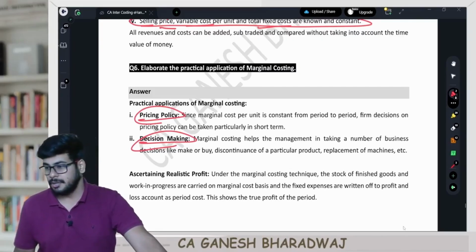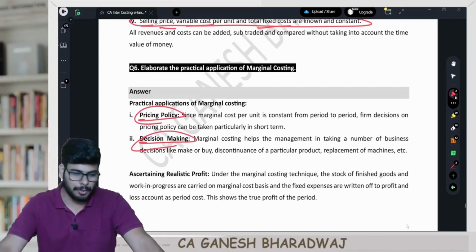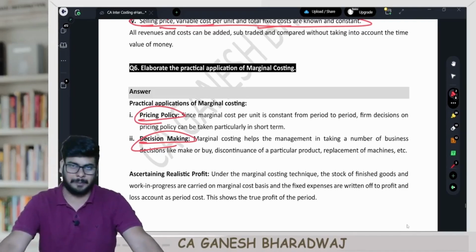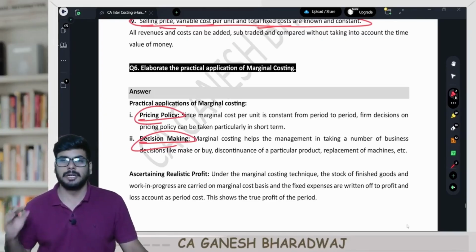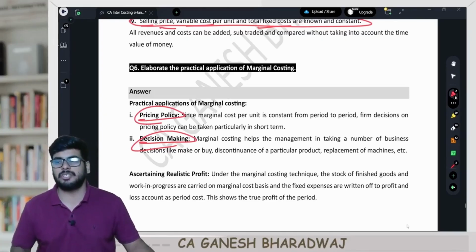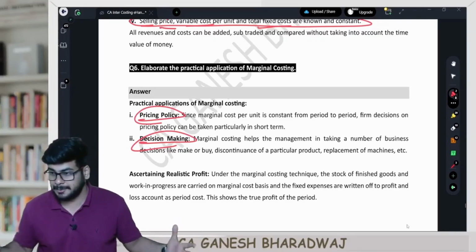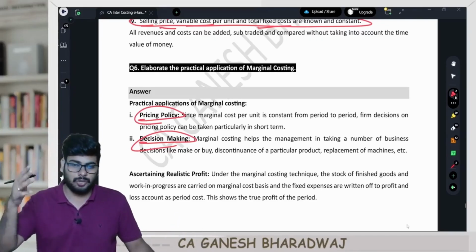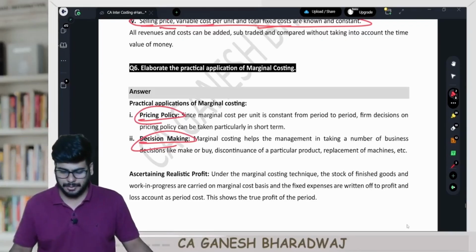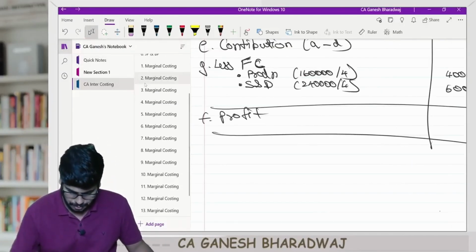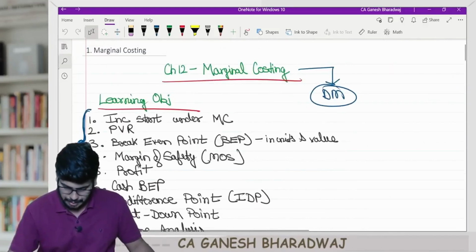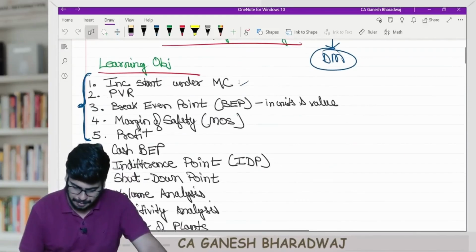With this, we have finished this beautiful chapter called marginal costing. Such a big chapter. Of all the chapters, this is the biggest chapter, rich with concepts. We saw so many different concepts inside of it, right? So we saw all the learning objectives. Guys, all the learning objectives have been covered, no? Yes, all the learning objectives have been covered. The basic concepts here we covered.